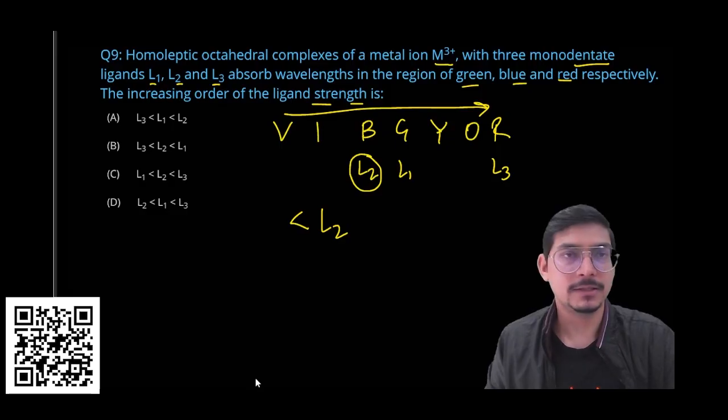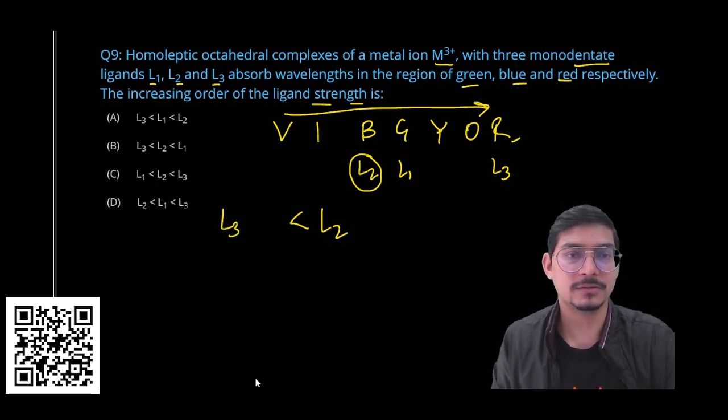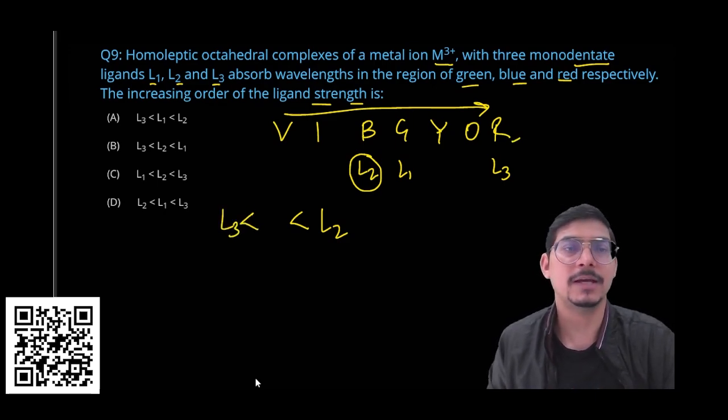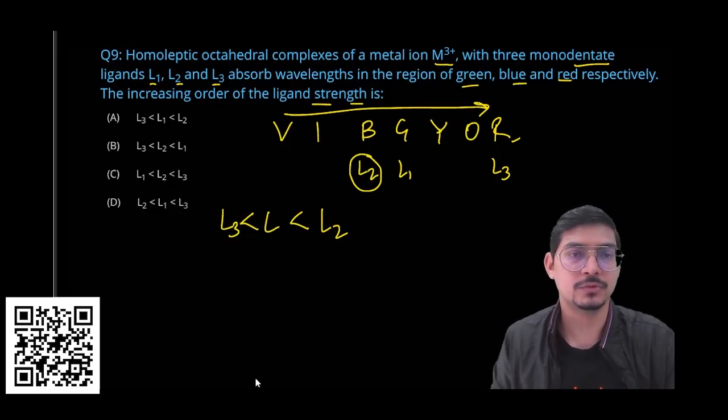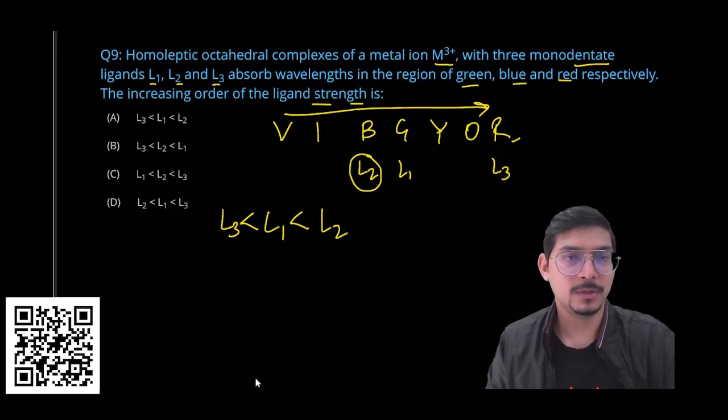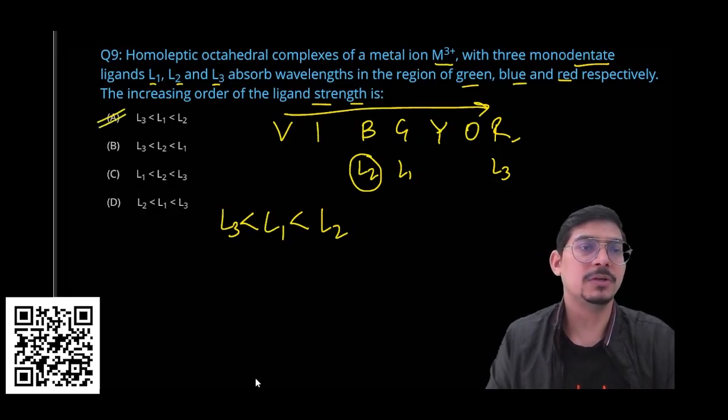Obviously, red is the color here that corresponds to the longest wavelength transition, that is the least energy, right? So L3 should be the weakest ligand here, and L1 green lies in the middle, between blue and red, so that should be here. So the correct answer of the ligand strength of these three ligands would be L3, then L1 and then L2. So the correct answer would be option A.